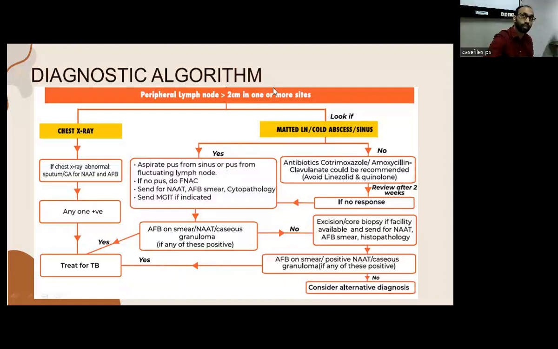If there's no response, or if any of these things are present, then we aspirate the pus, or if pus is not there, then we do the FNAC of that lymph node and send it for test for TB. Now, if this comes positive, then we treat for tuberculosis. If this is not positive, then we proceed for excision biopsy. So this is the common algorithm that we tend to follow in our patients of tubercular lymphadenitis.